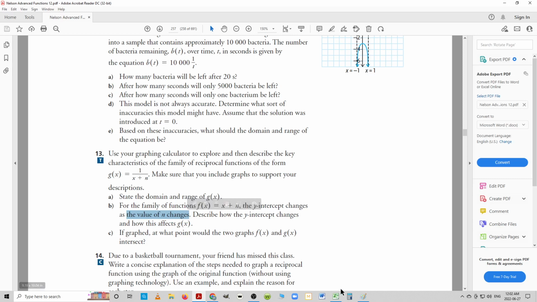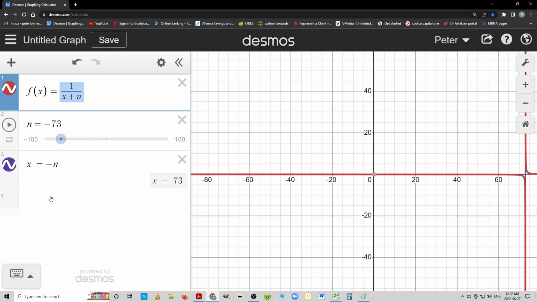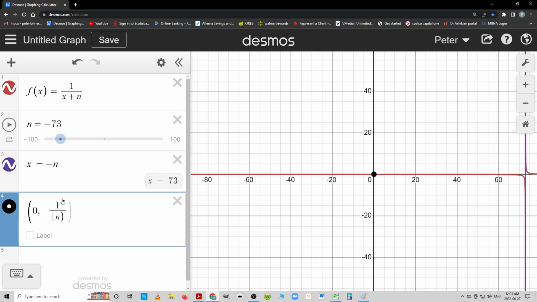Well, y-intercepts occur when x is 0. So when x is 0, the y-intercept will always be, I believe, hang on, let's see if I can set this up. It's going to always be (0, -1/n). Let's see.